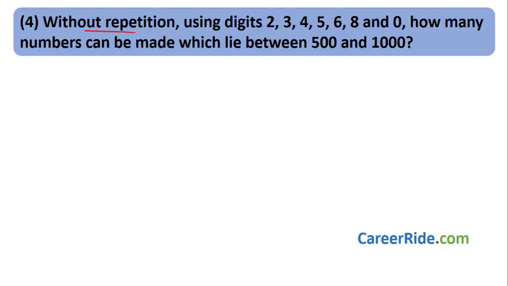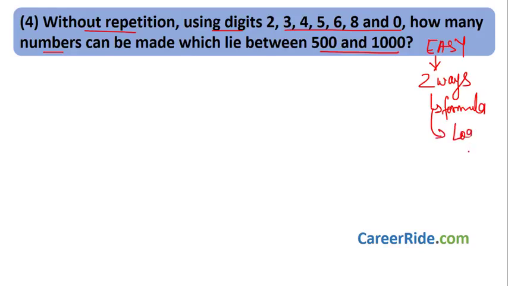Question number 4. Without repetition, using digits 2, 3, 4, 5, 6, 8 and 0, how many numbers can be made which lie between 500 and 1000? Again, this is an easy sum, and in this sum we are going to see 2 ways to solve it. One is by the formula, and the other is by logic or common sense. Let us solve by logic first.